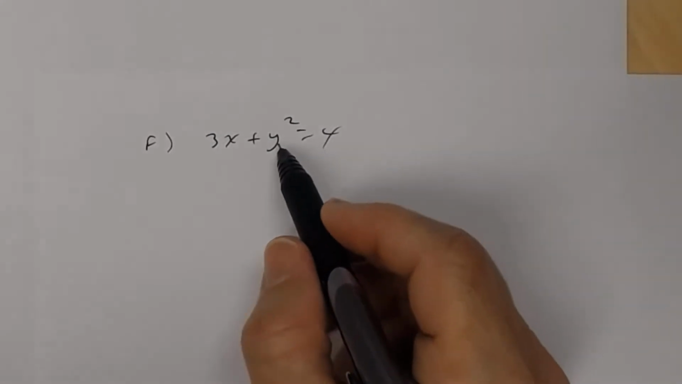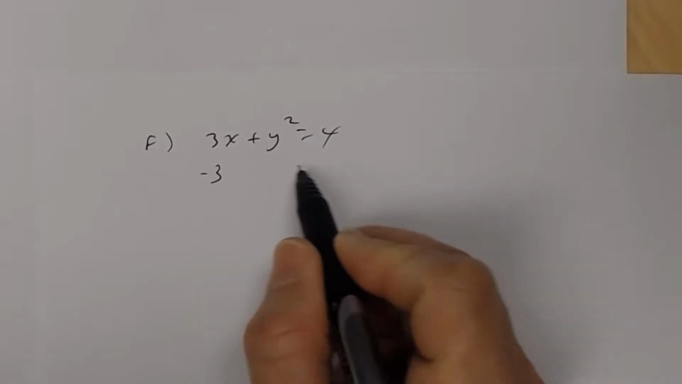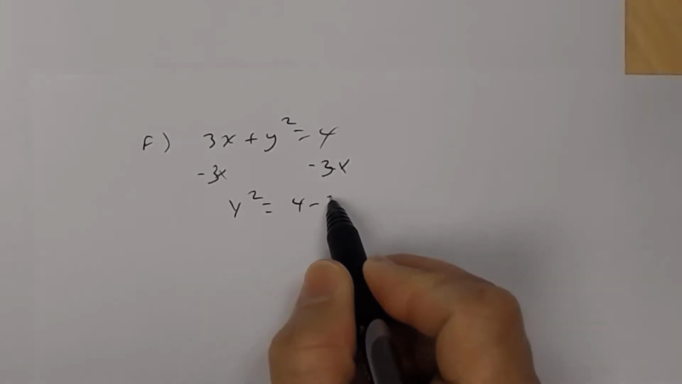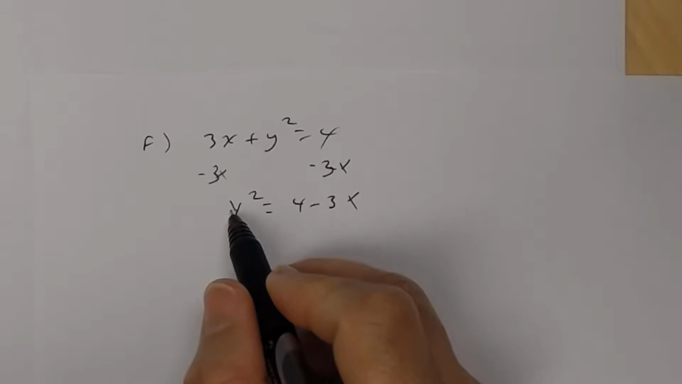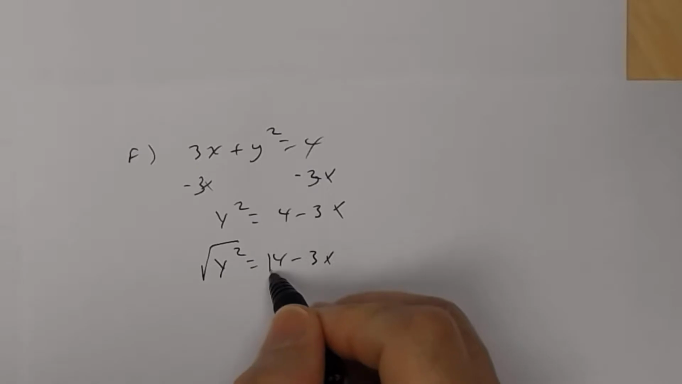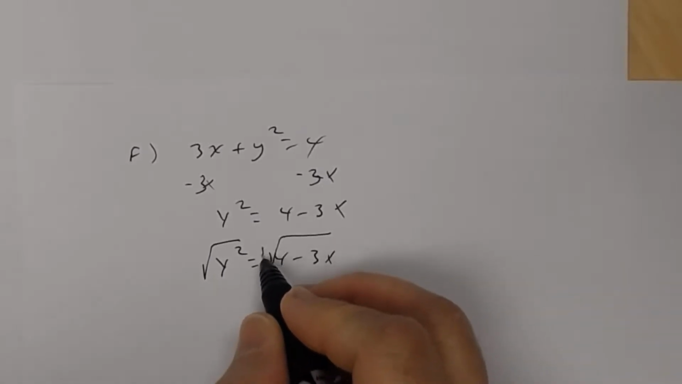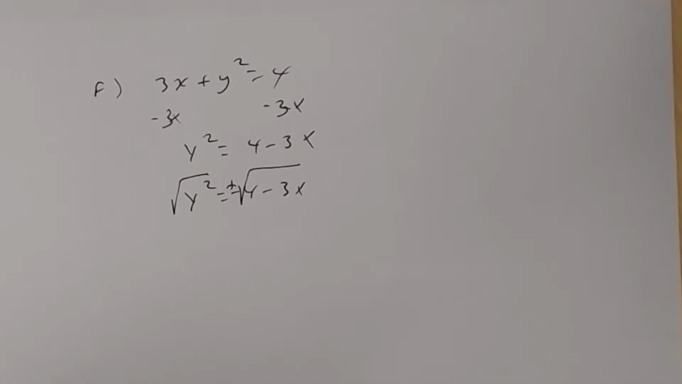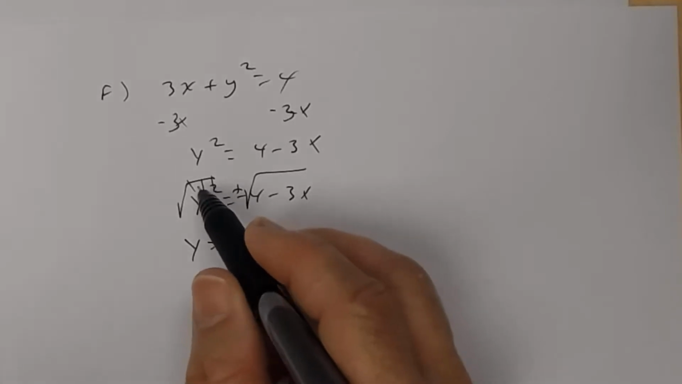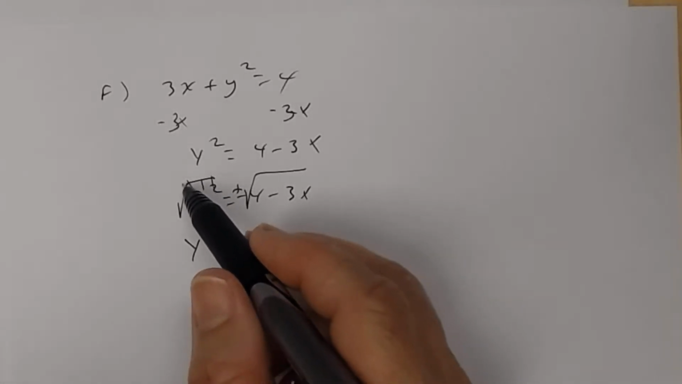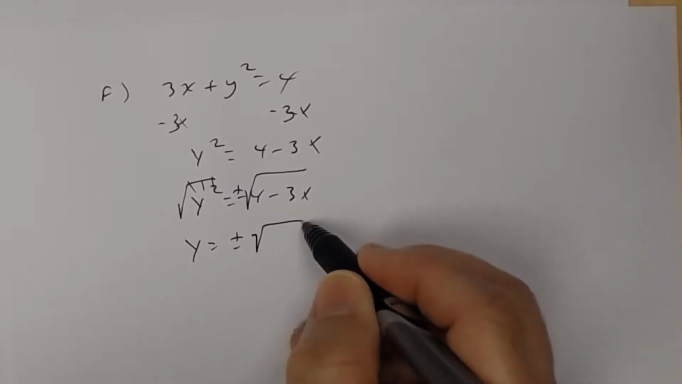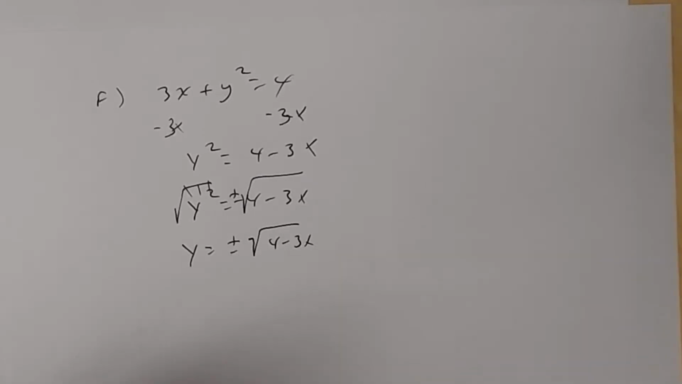But when I get y by itself, notice what happens. Again, I'm going to subtract 3x from both sides, and so I get y squared equal 4 minus 3x. And then to get y by itself, I'm going to take the square root of both sides. When I take the square root of both sides, you have to remember from a previous lesson that plus or minus. The functions square root and square undo each other. So you get a positive square root of 4 minus 3x and a negative square root of 4 minus 3x.